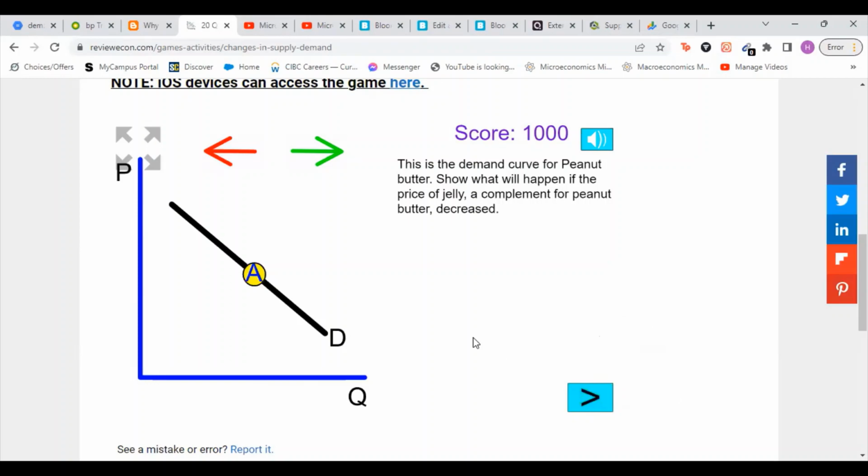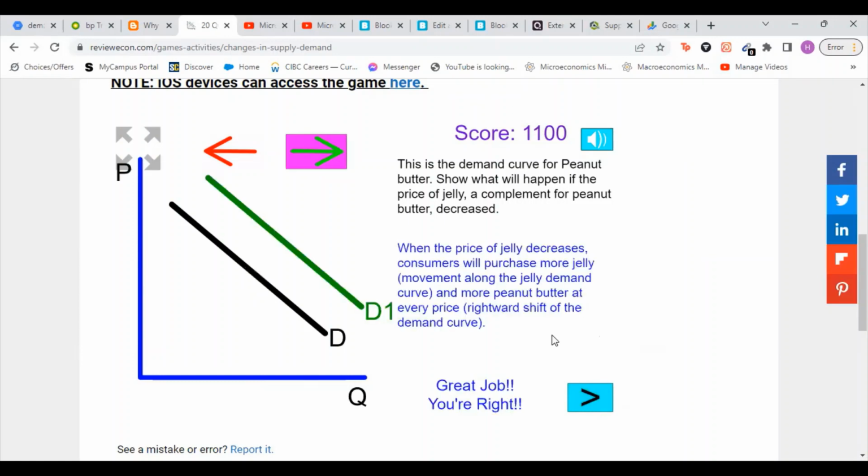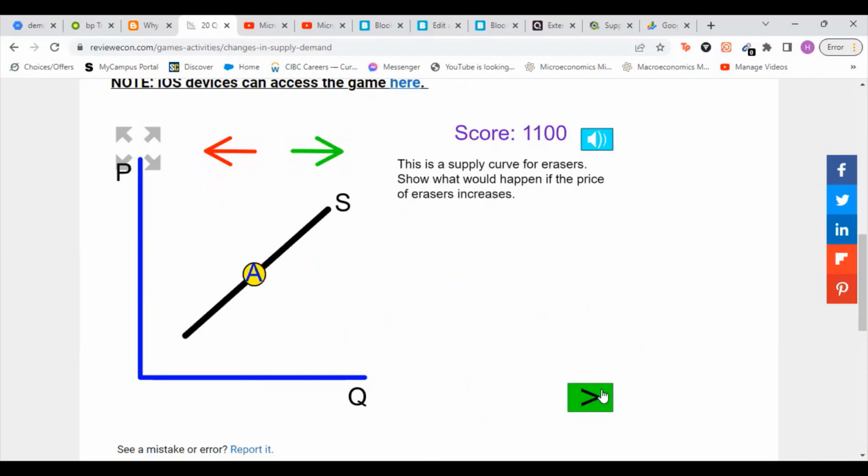And then this is the demand curve for peanut butter. So what will happen if the price of jelly, a complement for peanut butter, decreases? What will happen? The demand will increase. Yeah, you got it. So it's a complement. Jelly and peanut butter are bought together. So if jelly goes down in price, they're going to buy more peanut butter and more jelly because they buy them together. Then the supply curve for erasers.